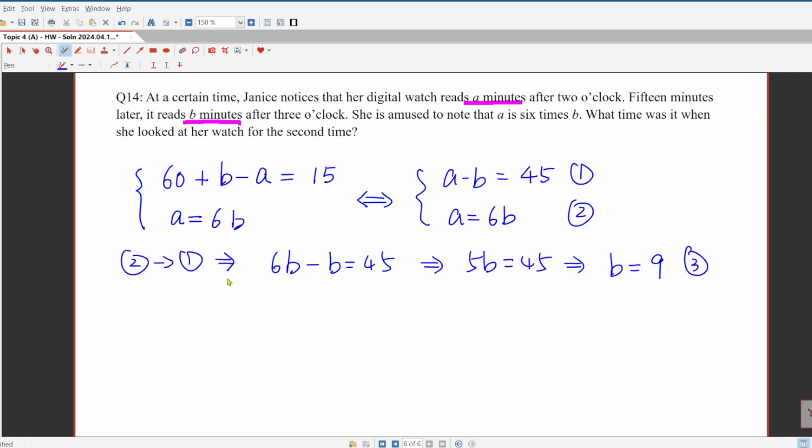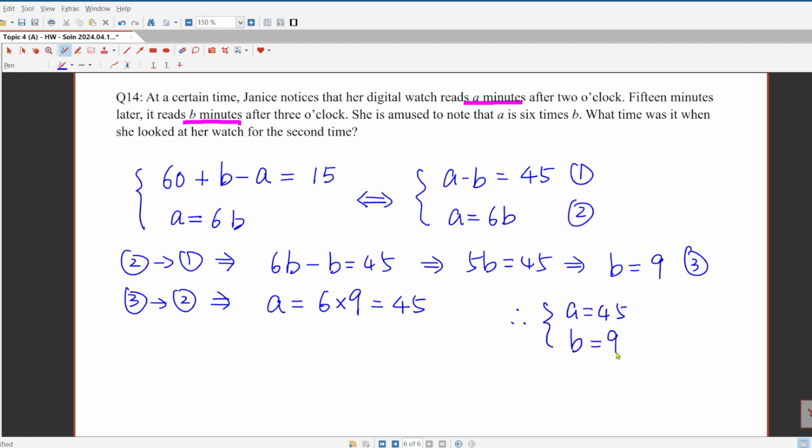And if B is 9, we can put B is 9 back into equation number 2. This gives us A is 6 times B, which is 9, and this gives us A is 45, right? Therefore, we have the solution. A is 45 and B is 9. And do not forget to answer the question which is asked here. What time was it when she looked at her watch for the second time? For the second time, it's actually B minutes after 3 o'clock.